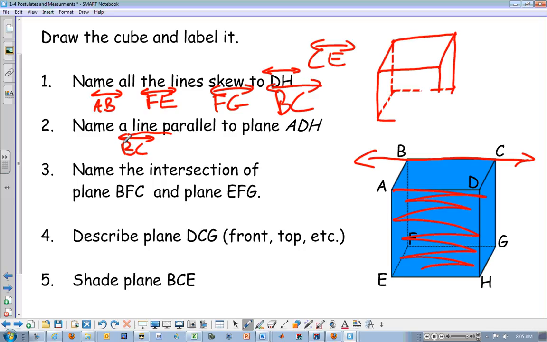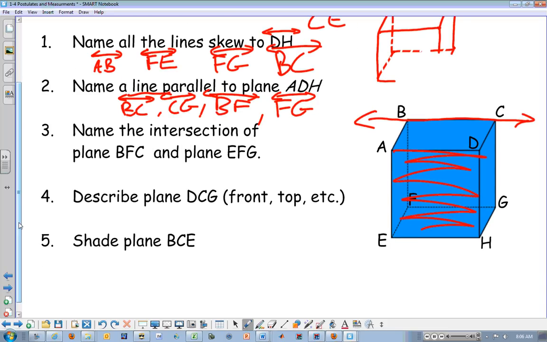So, like another line that's parallel. There's one more that's parallel to it. Yes, Sonia. CG. Yes, that's another one. Okay, and all along the back, right? You didn't have to get all of these, but these are all good options: BF, and then FG. And we could talk about some diagonal ones, right? Anything on the back there, okay? Cool. Moving on.